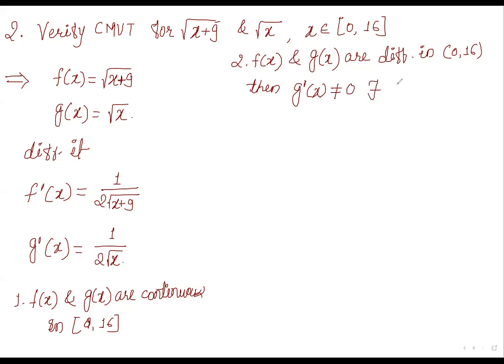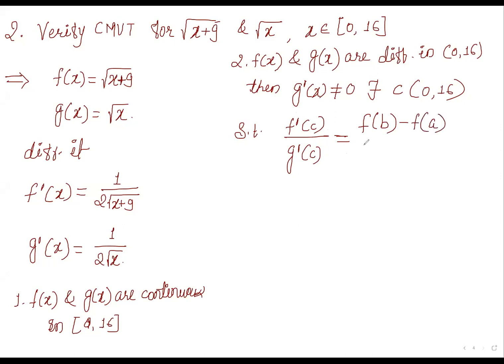There exists c belongs to 0 and 16 such that f dash of c divided by g dash of c is equal to f of b minus f of a divided by g of b minus g of a. So put those values here.